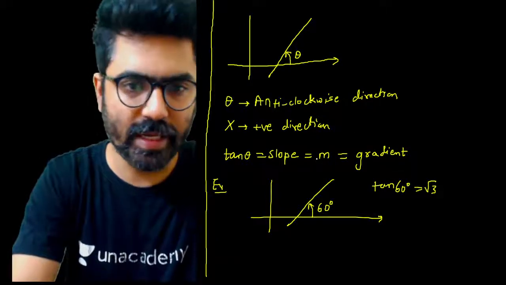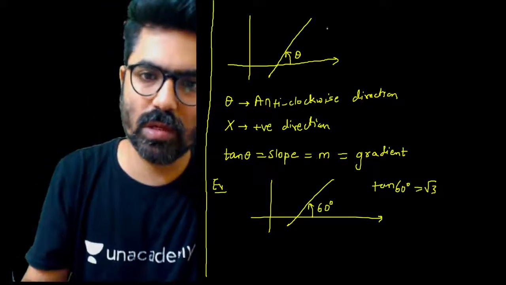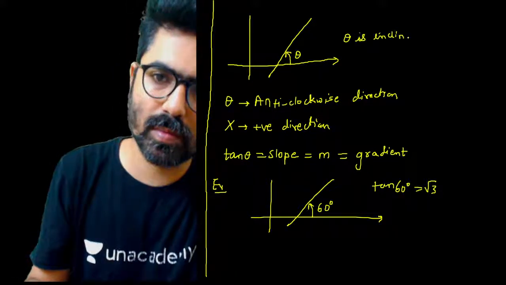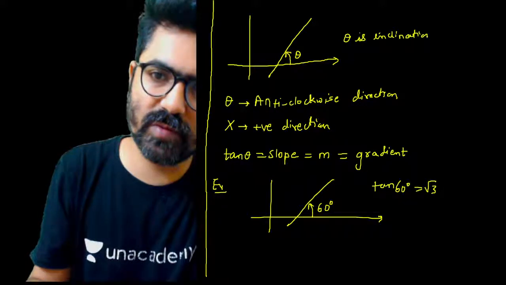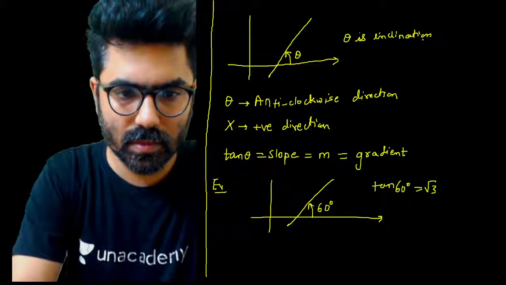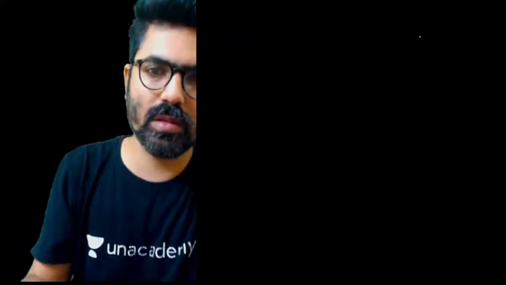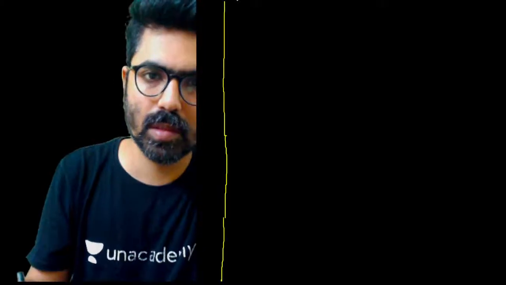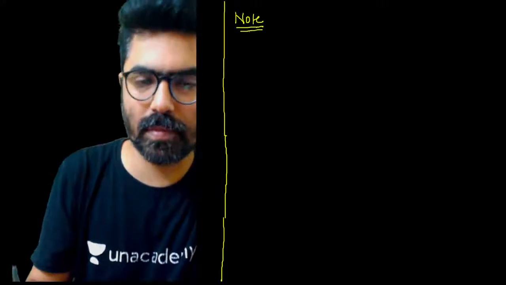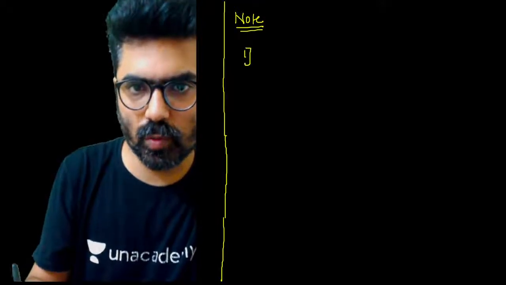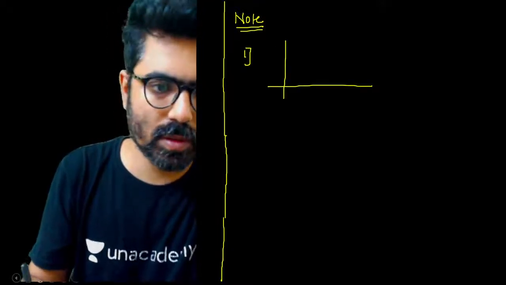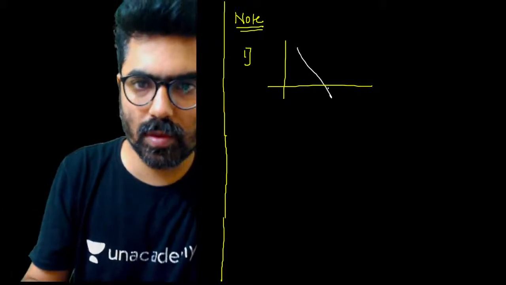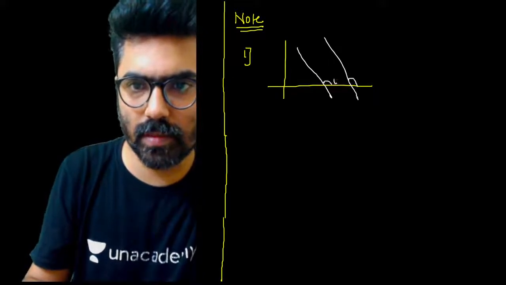When theta is given, when the inclination is given, where theta is inclination. I hope these few points are clear. Okay, now let's continue with the next point. I'll write a note point over here. The first note point: slope of two parallel lines is always equal.